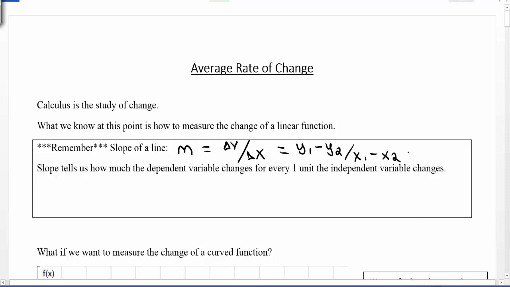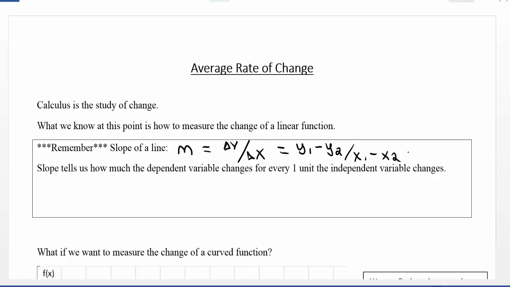There are a lot of ways that you may have seen slope represented, but all of them give us the same measure. Again, it tells us how much the dependent variable changes. So how much do we need to change in the y direction for every one unit that we change in the independent direction or the x direction? That's what the slope of the line tells us.